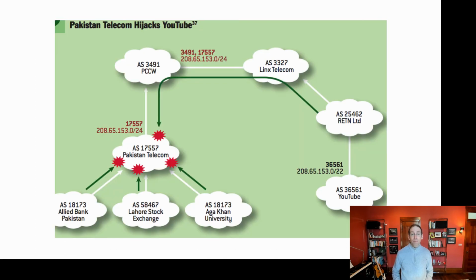Here's a more in-depth view of what happened when Pakistan Telecom attempted to hijack YouTube. Essentially, Pakistan Telecom told the rest of the internet that it was the source for YouTube's IP prefix, and many other autonomous systems on the internet believed that route advertisement, and instead of sending traffic to the actual YouTube servers, began sending traffic to Pakistan Telecom, resulting in a widespread outage because that particular ISP was not capable of handling that large volume of traffic or ultimately sending it to the appropriate origin or source.